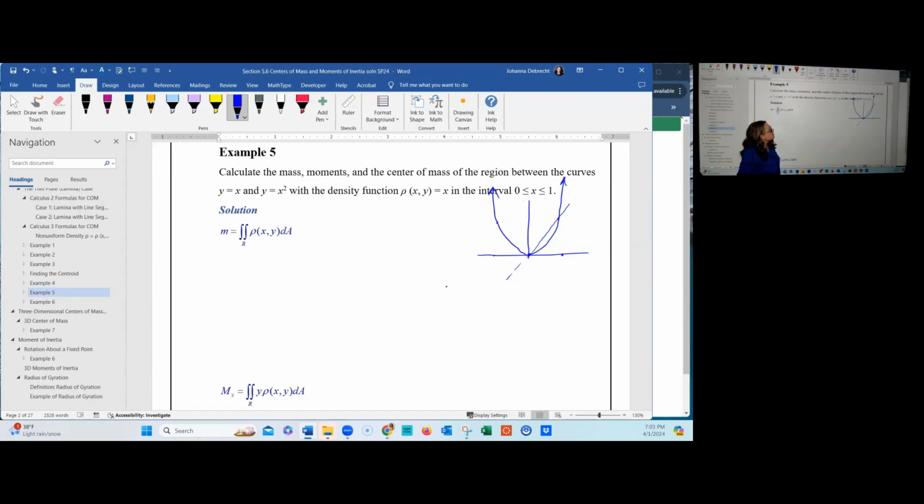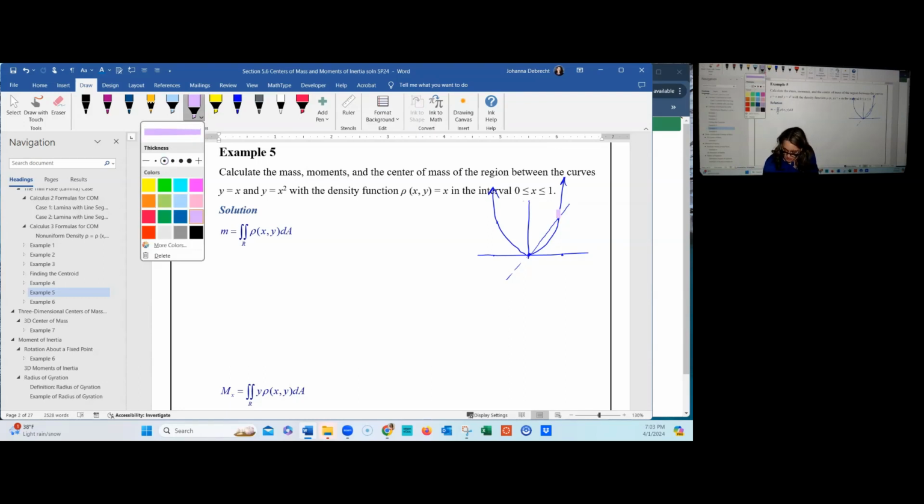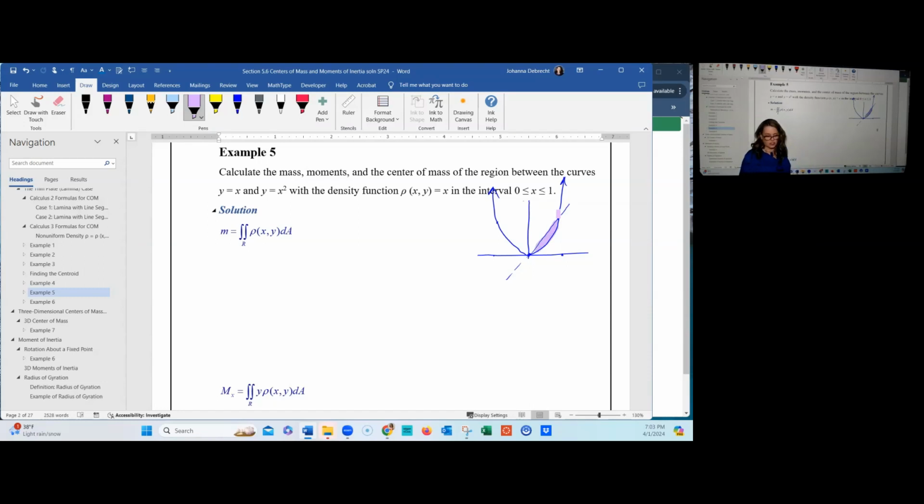So the region that we're talking about is the region between those two curves. So it's going to be this shaded region that we see right here. It's this region right here. So it's kind of a crescent shape with the line on top and the parabola on the bottom. So we need to find the mass, the moment with respect to x, the moment with respect to y, and then use those to compute x bar, y bar for the center of mass.